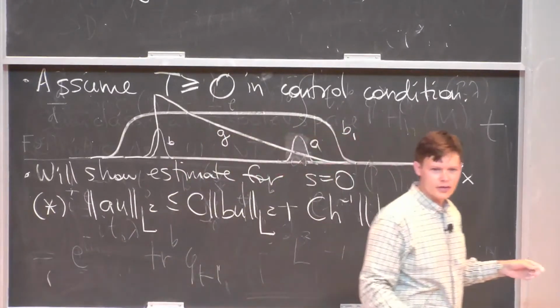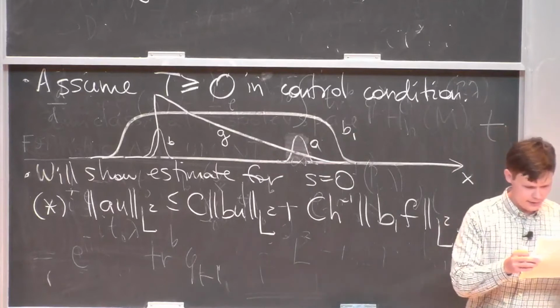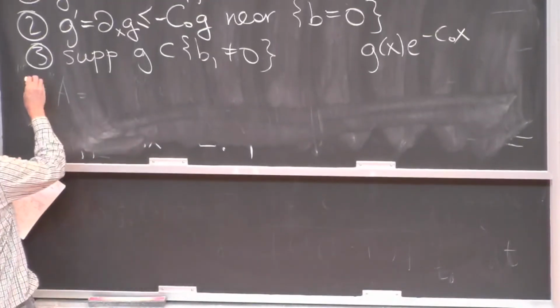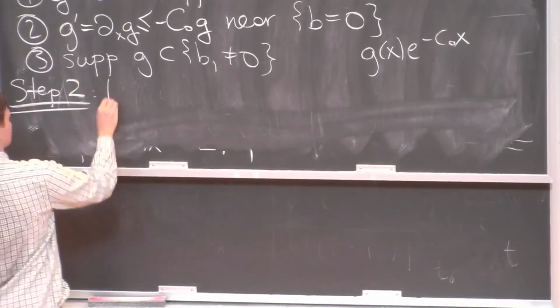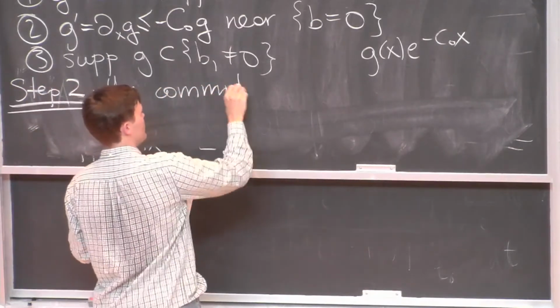Right. It's a good exercise to check, actually, that. All right. Now, so what's the next thing? Well, the next thing is the place where the actual analysis comes up. And this is what Andrzej briefly explained yesterday. And that's the commutator identity.